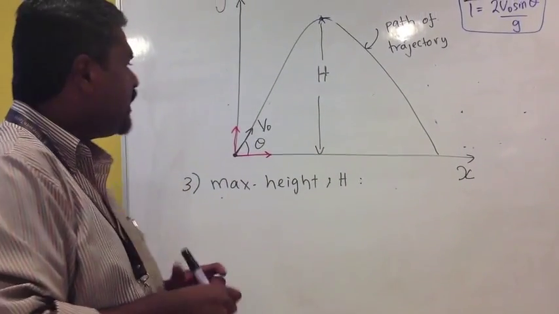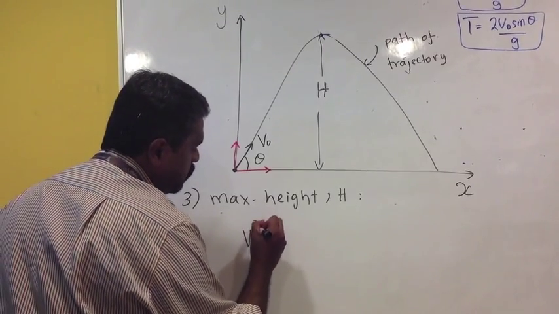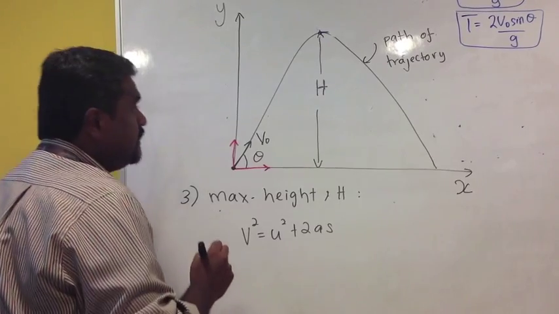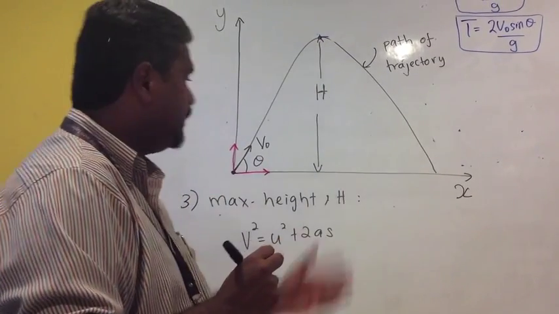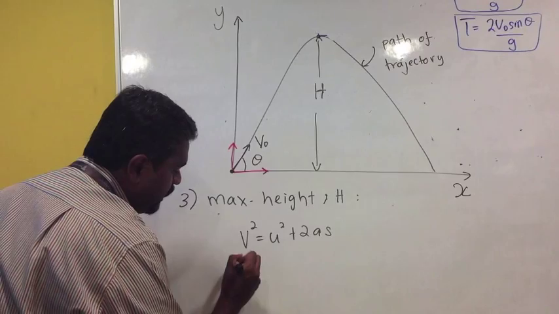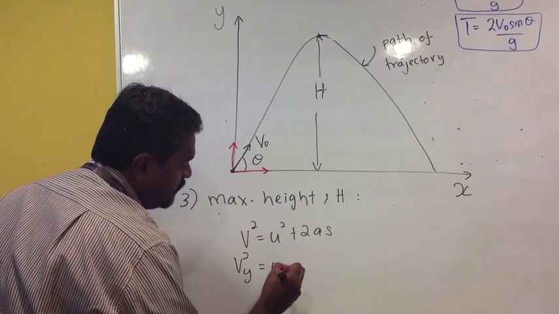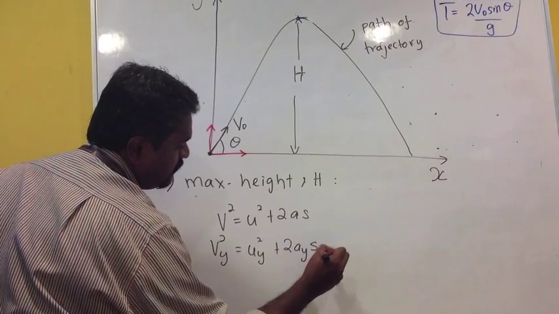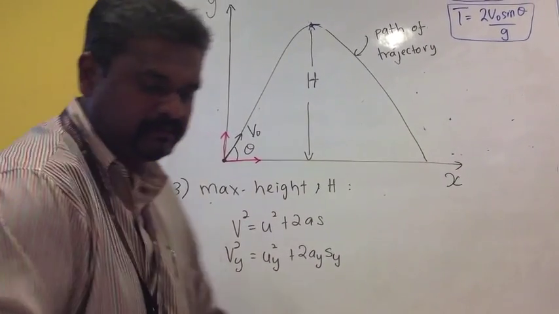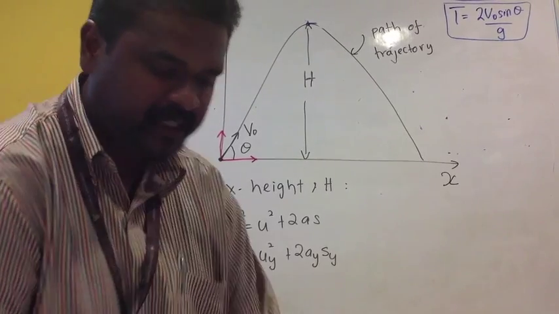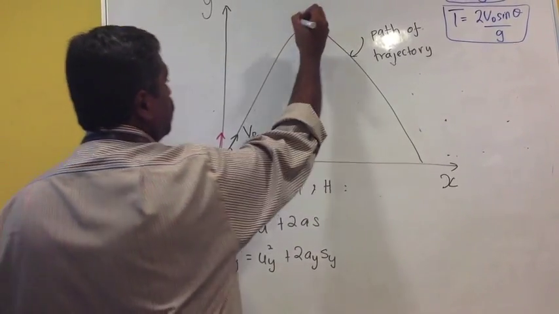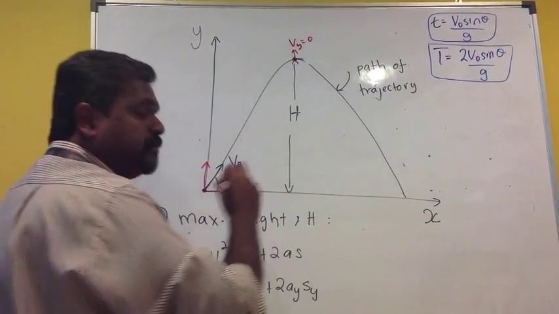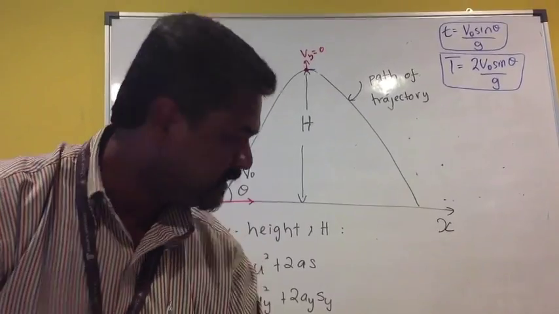Okay, so let's start by using the formula v squared equals u squared plus 2as. Since I'm interested again in the y component, let's analyze this in the y direction. So we get v_y squared equals u_y squared plus 2 a_y s_y. Now, as I explained earlier, the value of v_y here is 0, simply because the object is already at its maximum height.